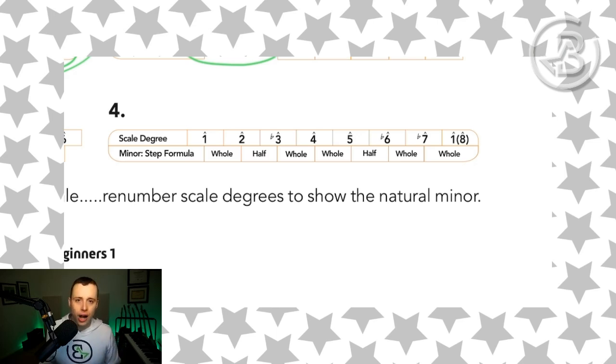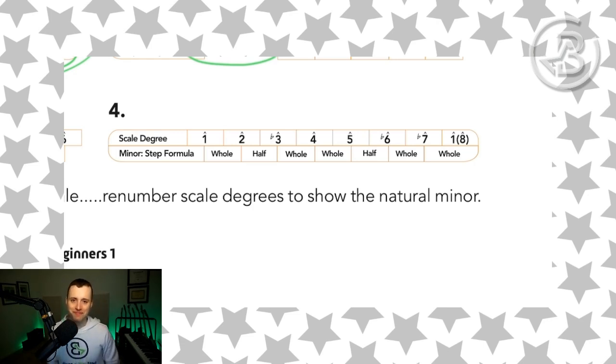So there is a rhyme and a reason why the natural minor step formula is whole, half, whole, whole, half, whole, whole. That's how the whole and half steps work out when we start on scale degree 6 of the major scale, or rather when we start on scale degree 1 of the natural minor scale. But when they're relative majors and relative minors, that's the same thing. I will see you in the next lesson where you will finally write out the natural minor scale.